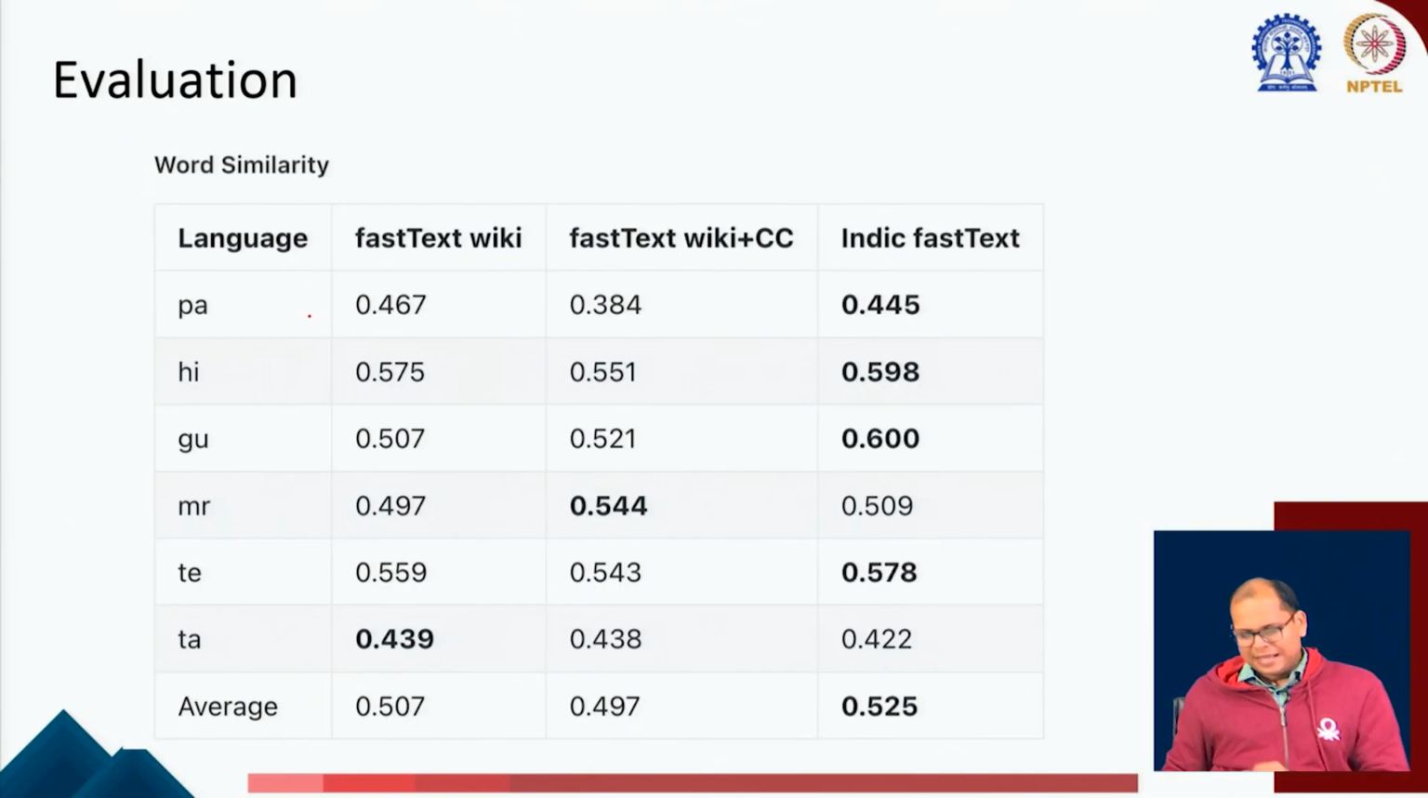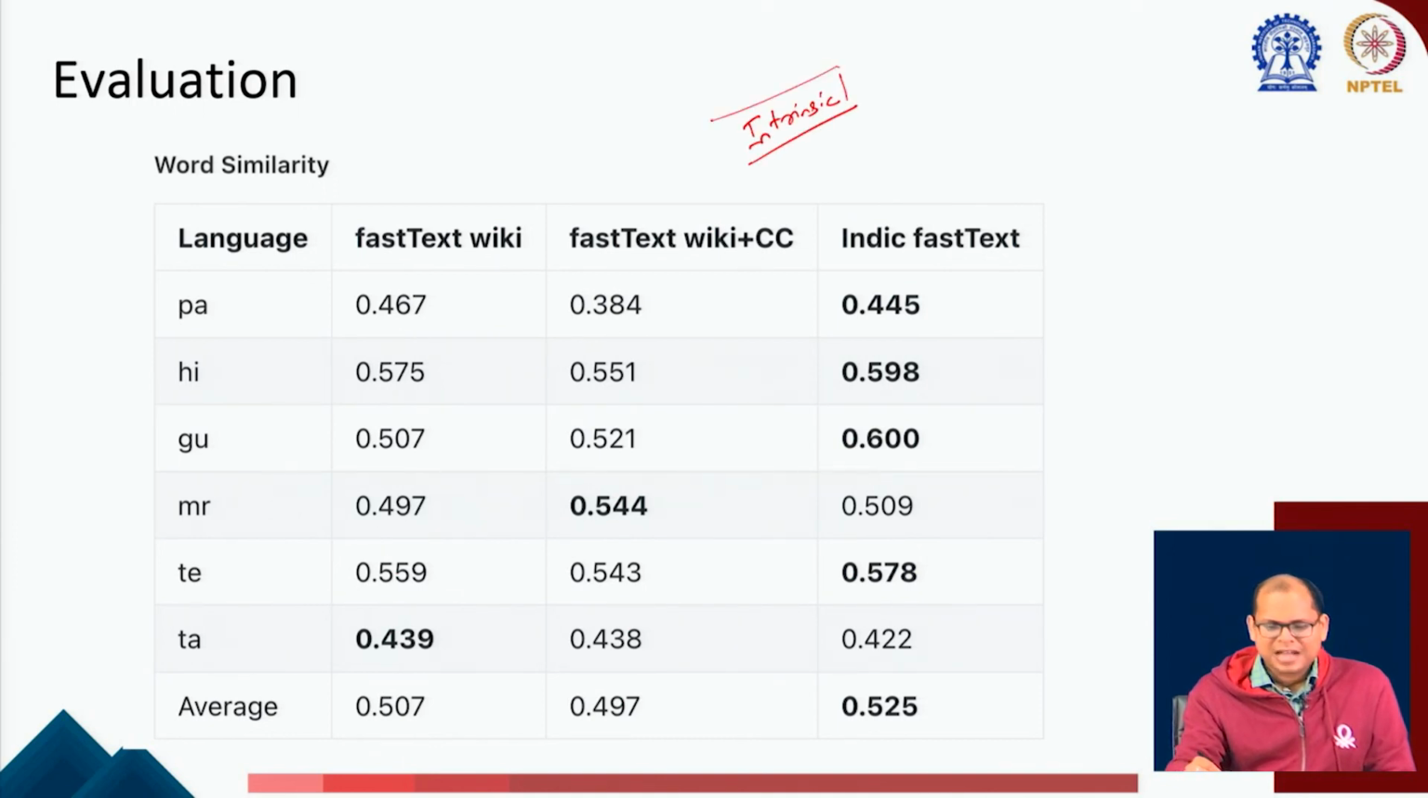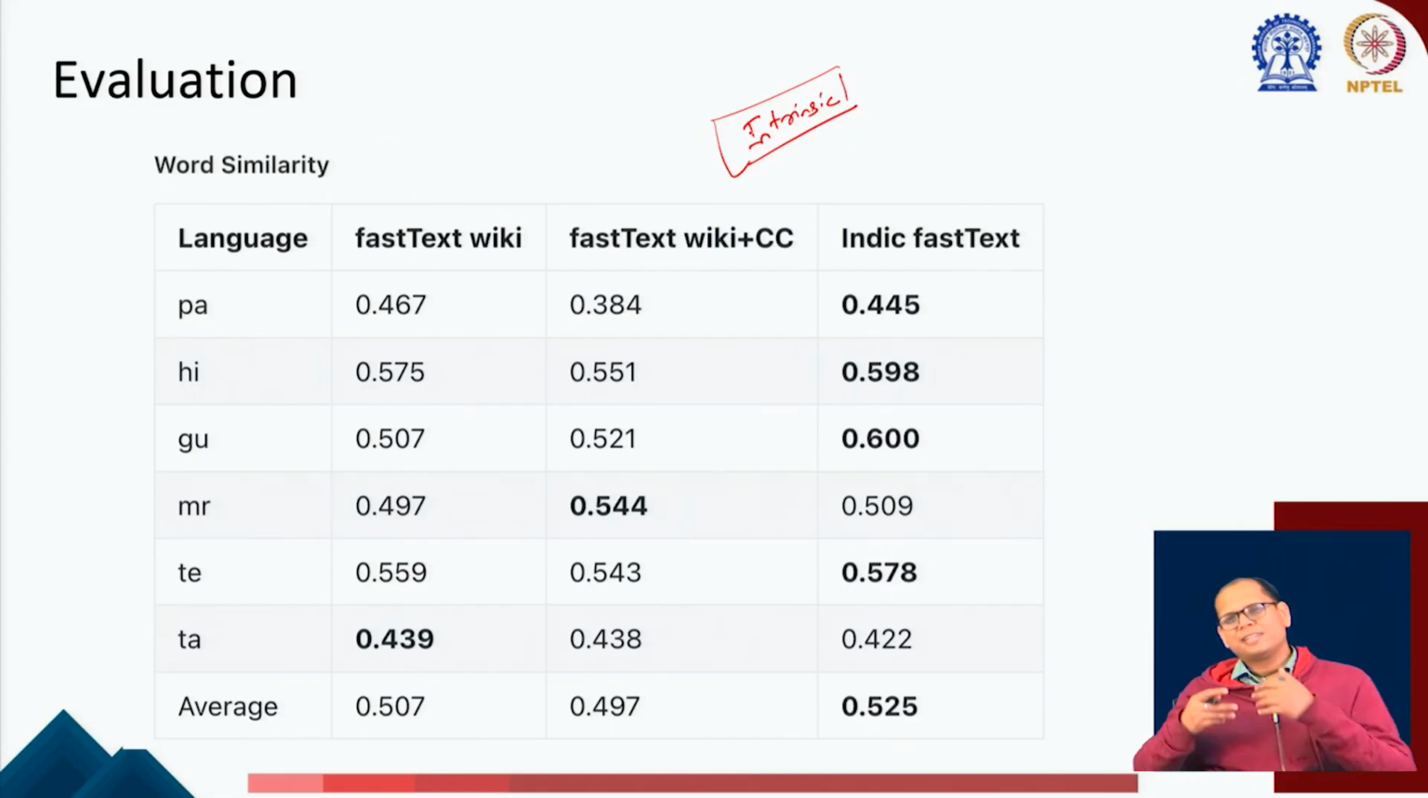I also wanted to show this because when we are doing word representation, we need to have some way of evaluating how good they are. So evaluation can be done in two ways. You can do intrinsic evaluation, like intrinsically how good are the word vectors. A good intrinsic evaluation is word similarity. A lot of datasets are available where we know that these two words are similar and these two words are not similar, and this similarity typically is measured by humans.